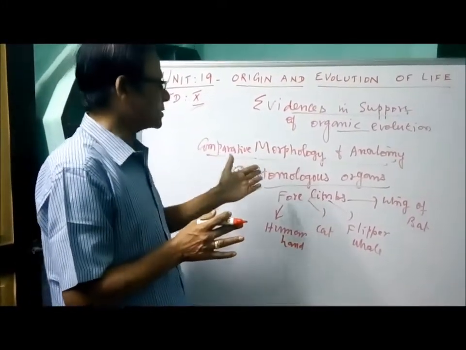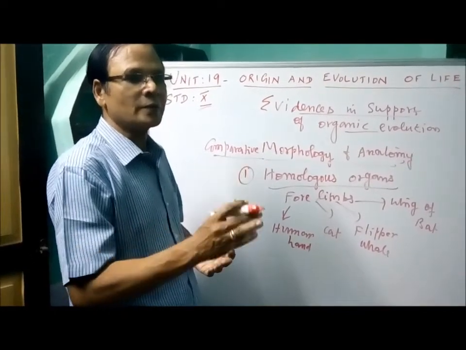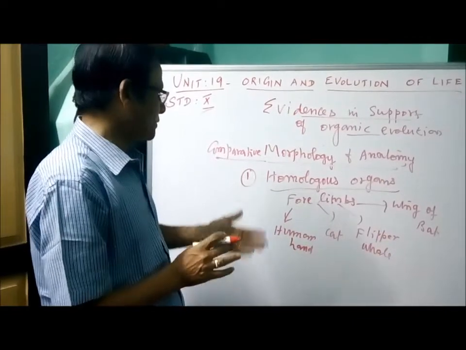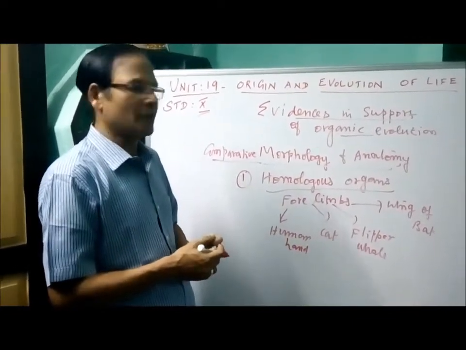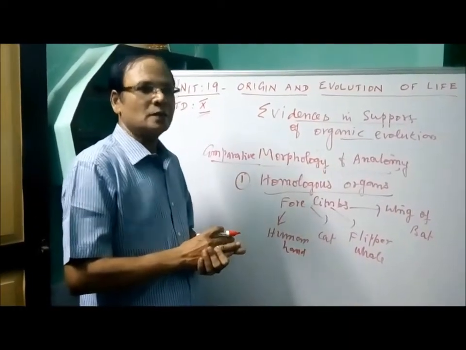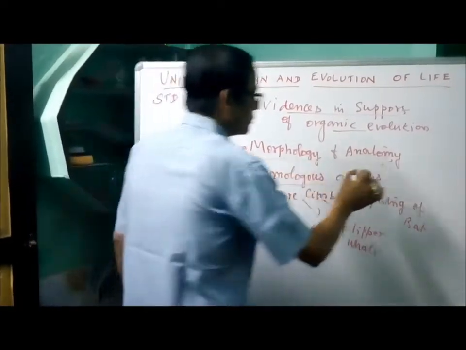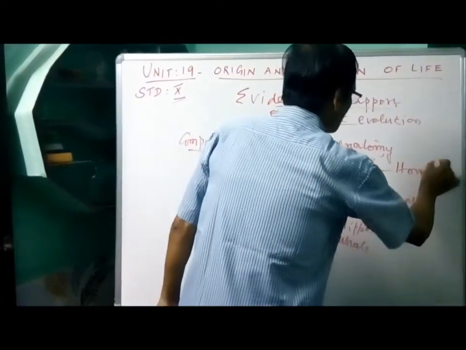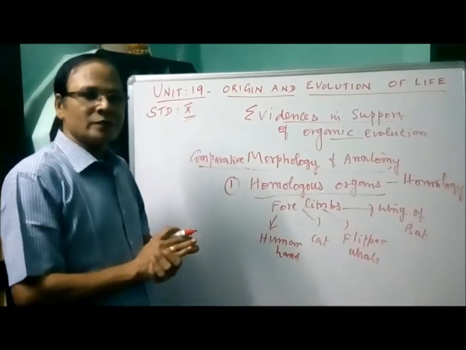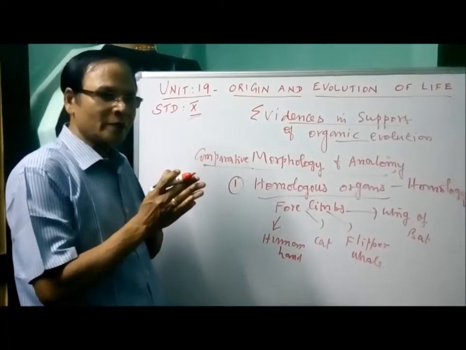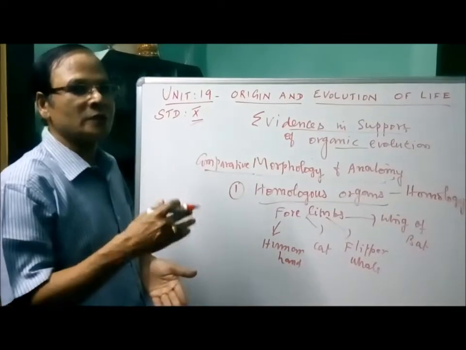So they are inherited from common ancestors with a similar developmental pattern in embryos. Examples are what I mentioned, the forelimb skeleton, and even the mouthparts of insects. That is called homologous organs. The phenomenon is called homology. They represent what is called divergent evolution: from one common ancestor, different forms have evolved. That is called divergent evolution.